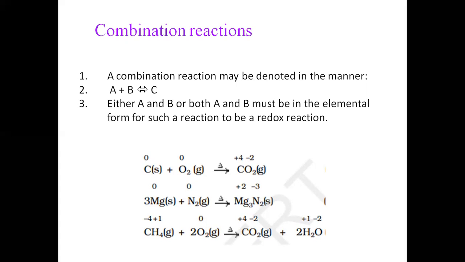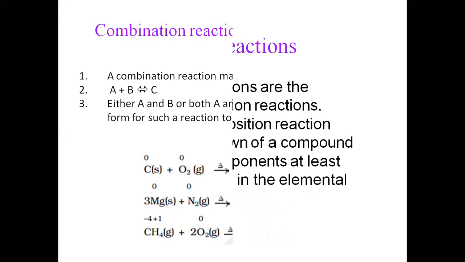Same with magnesium: Mg3N2 forms, with oxidation numbers 0, +2 and -3. Same with the methane one. So in a combination reaction, we see that there is a change in the oxidation number. Elements combine together to form a new compound which shows a new oxidation number.